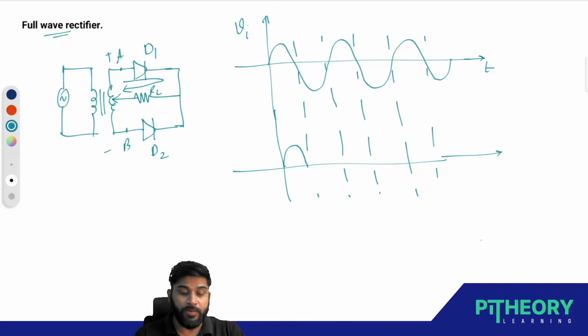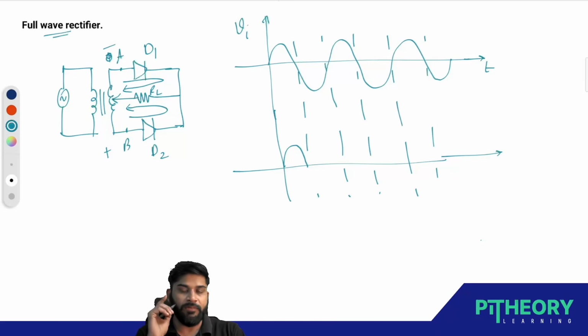During the negative half cycle, what will be happening? B will be positive, A will be negative. Current will flow like this. But in that case, you have to note that diode D2 is forward bias because the P side is connected to the positive, the higher potential. So D2 is forward bias, D1 is reverse bias. So D1 does not conduct current, D2 will conduct current. Now how will it conduct current? Like this, like this.